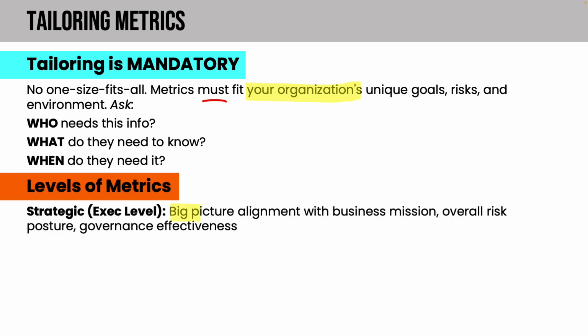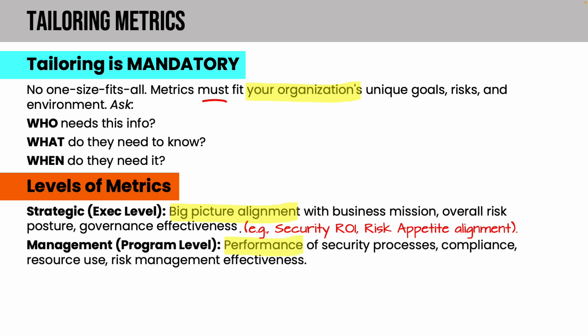So the level of metrics: the strategic is the big picture alignment with the business mission, the overall risk posture, governance effectiveness. There are lots of metrics we're measuring in the organization for security. For executives, we're going to be looking at that strategic focus, the security ROI, and how we're aligning on risk appetite, for example. A lot of times we can tell them the why we've done something because it aligns to their risk appetite. Management level or program level: performance of security processes, compliance, resource use, risk management effectiveness.